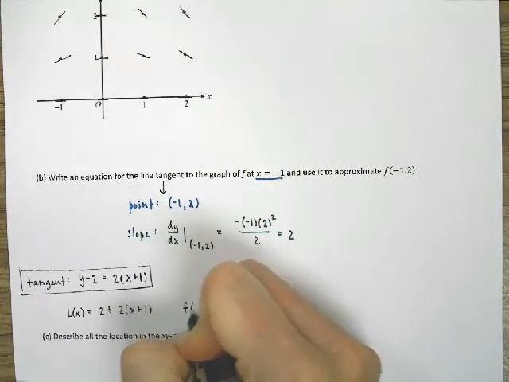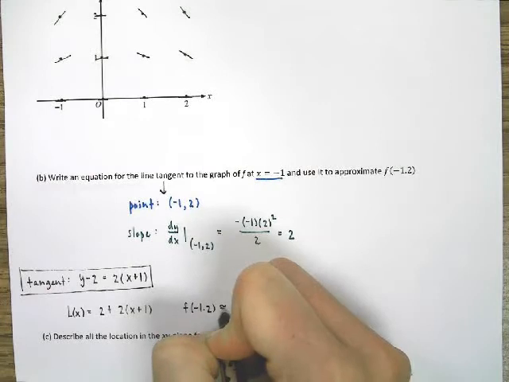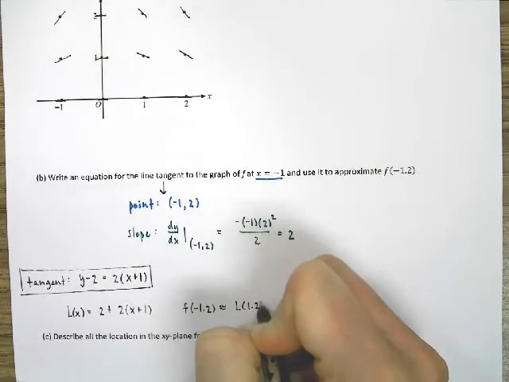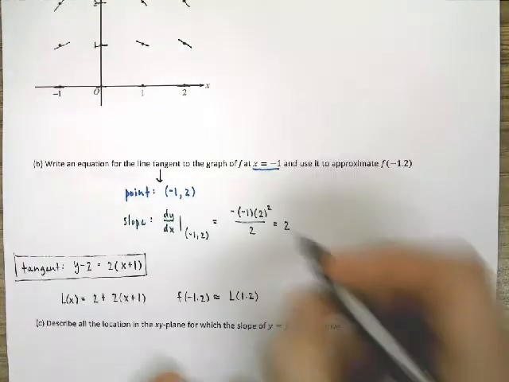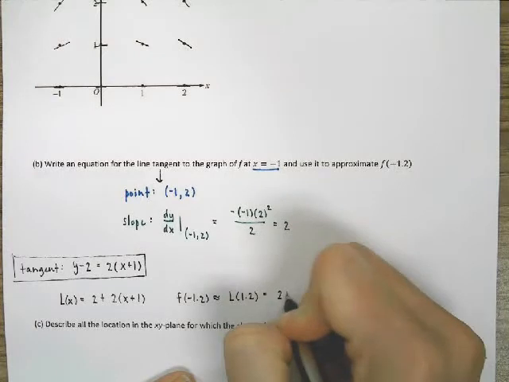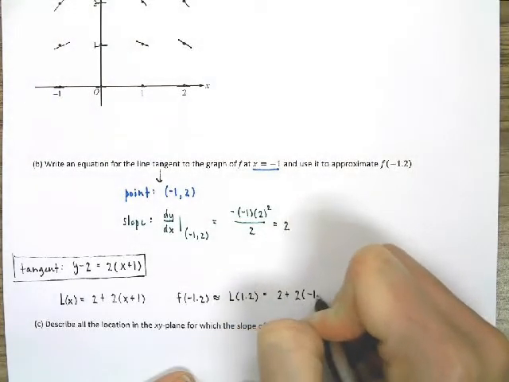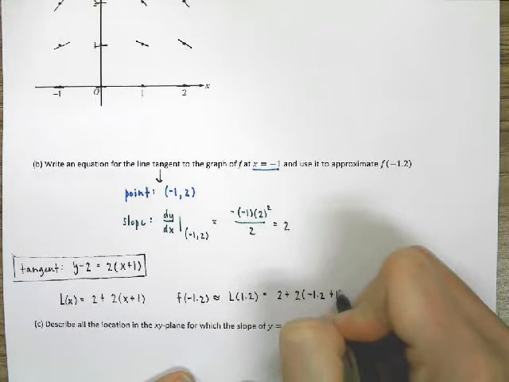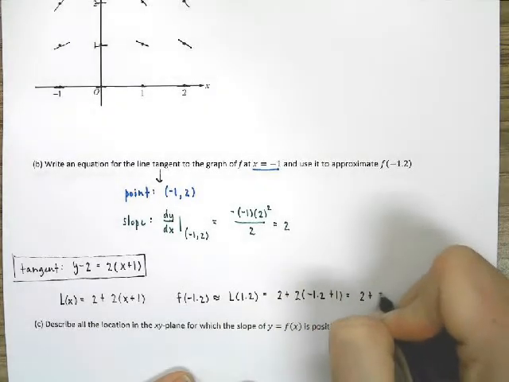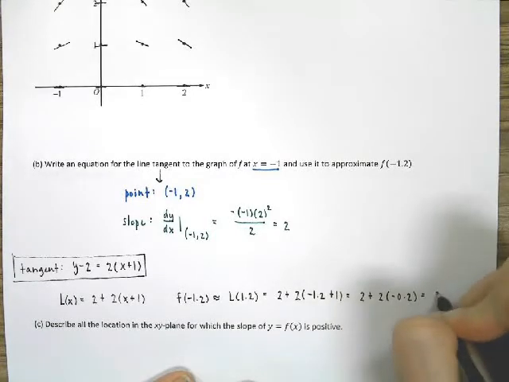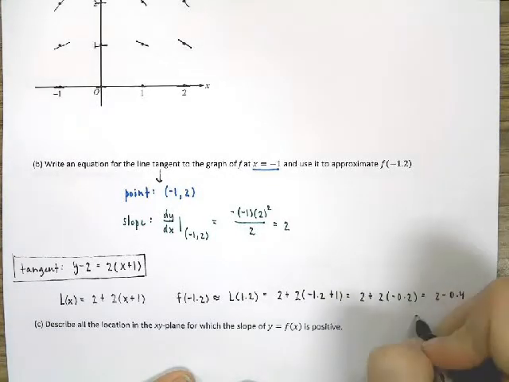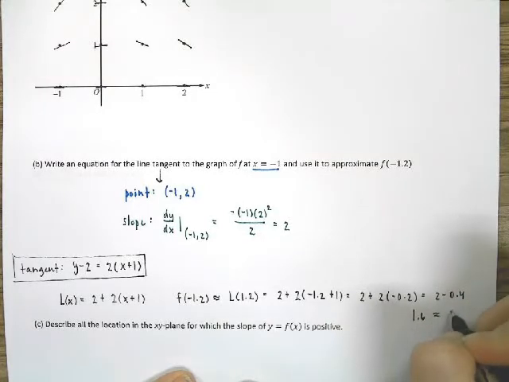So if I want to find f of negative 1.2, I know that's approximately L of negative 1.2. Remember that linearization is just based on the tangent line. So that's equal to 2 plus 2 times negative 1.2 plus 1, which gives me 2 plus 2 times, that's going to be negative 0.2, which is 2 minus 0.4, or 1.6. So I know f of negative 1.2 is approximately 1.6.